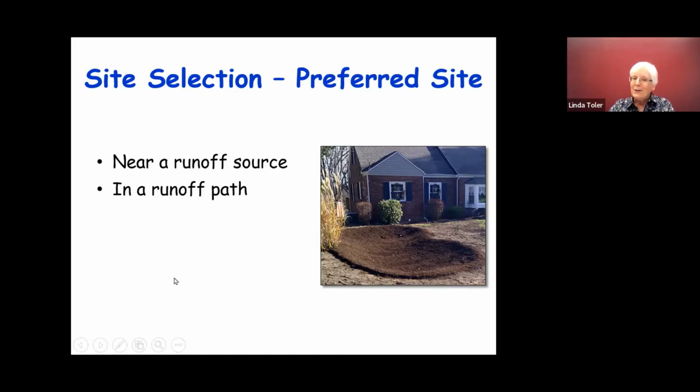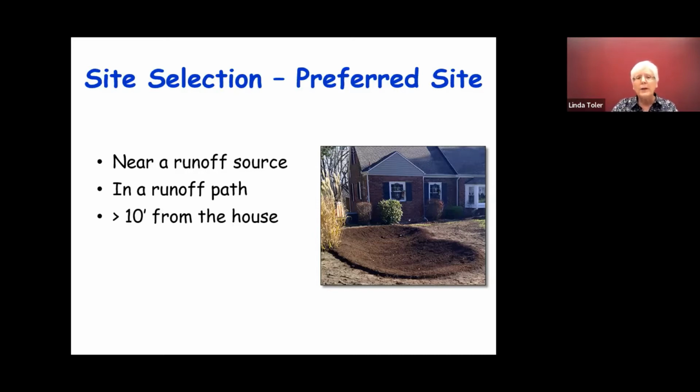This is a no-brainer. It needs to be in the path of the runoff. If you're collecting water from, let's say, a patio, and you place your garden on the uphill side of the patio, that's not going to collect the water. So it has to be in the runoff path.